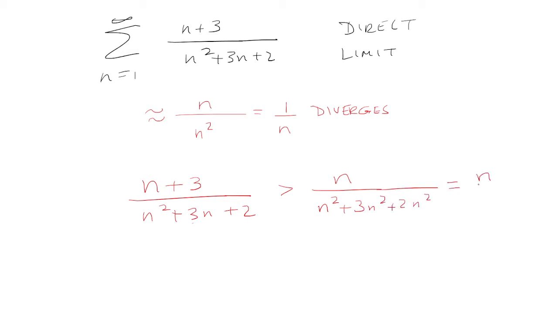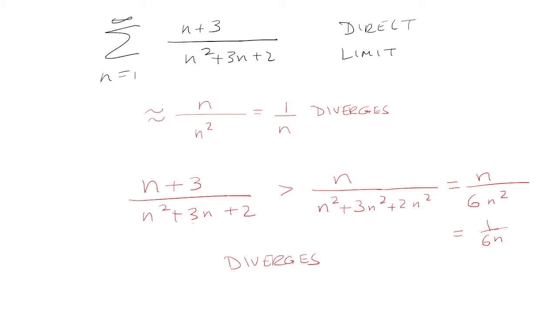So this will be n over n squared plus 3n squared plus 2n squared, which is 6n squared, which is 1 over 6n. So 1 over 6n, we know that diverges by the p-test. And so by the direct comparison test, our original series diverges.